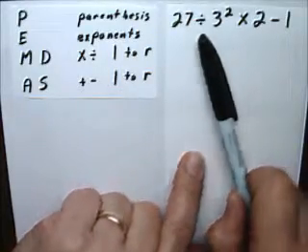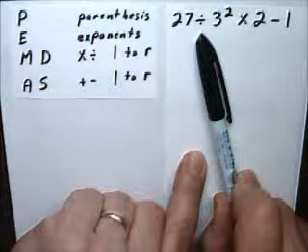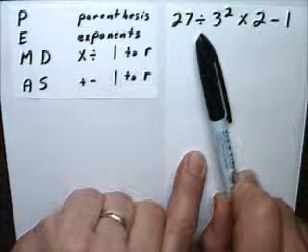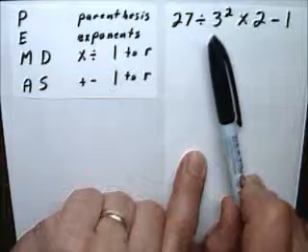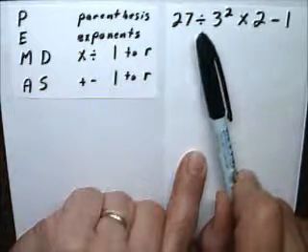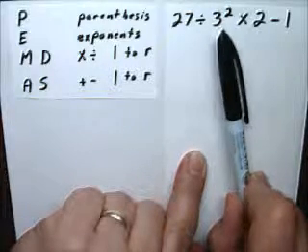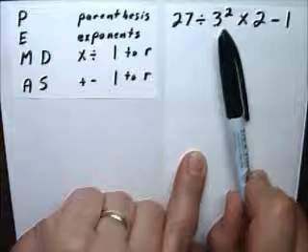A beginning student might look at this and say, oh, this is 27 divided by 3. Well, that would be a mistake. It would lead you to a wrong answer, because this is not 27 divided by 3. This is 27 divided by 9. 3 squared is 9, and you have to do the exponent first.